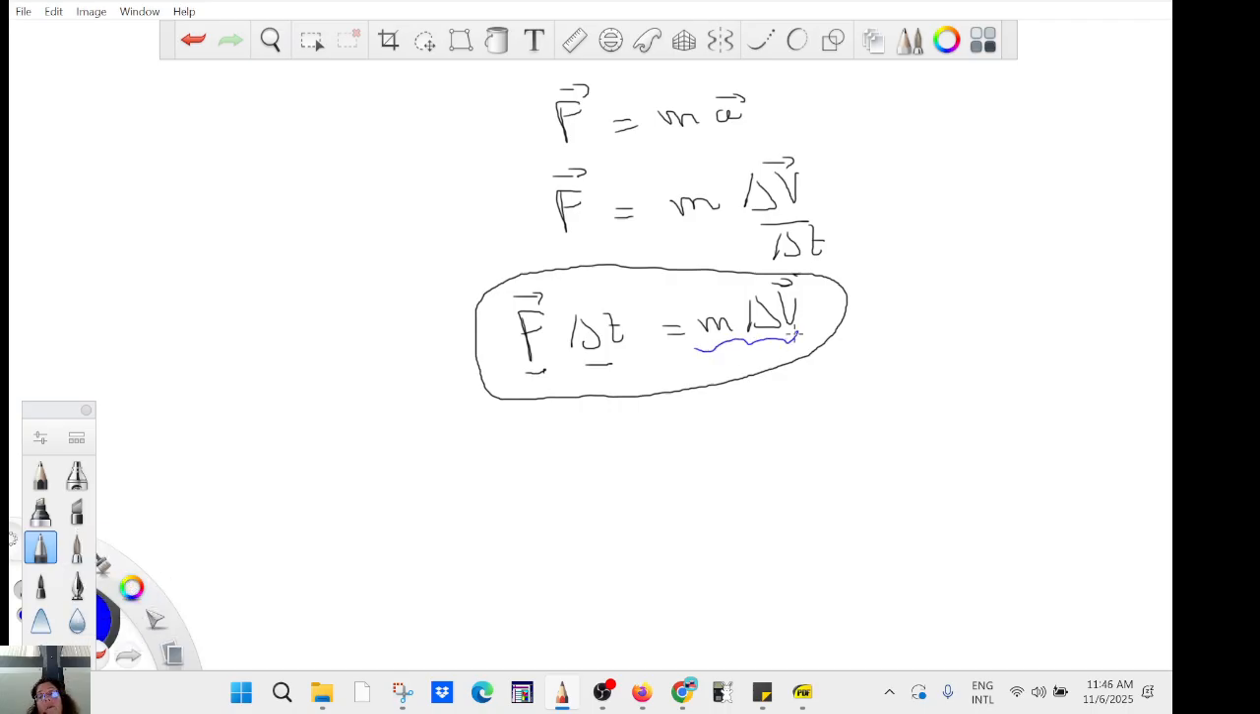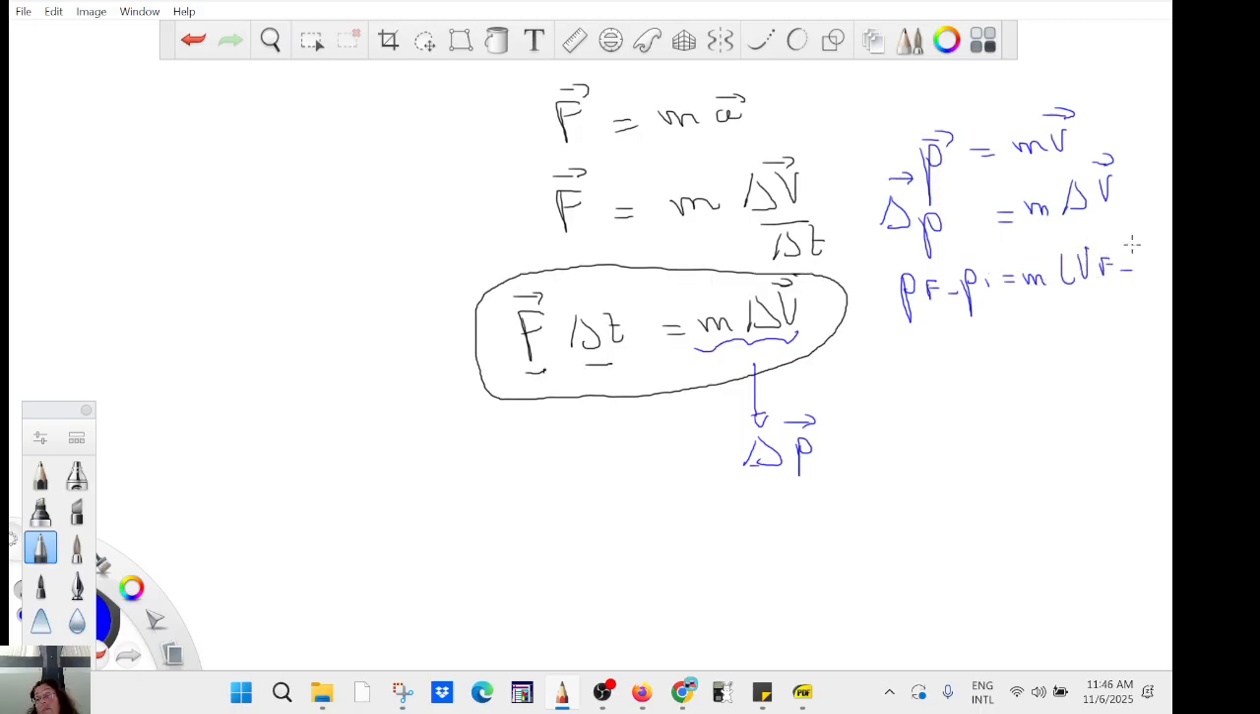So that term here will be equal to what? P equals mv. So if you have m delta v, what do you think this is? Very good, delta P, right? It's a change in momentum. Just for those who forget, a change is final minus initial, so the final velocity minus the initial velocity. That's the meaning of a change. So this here is the change in momentum.